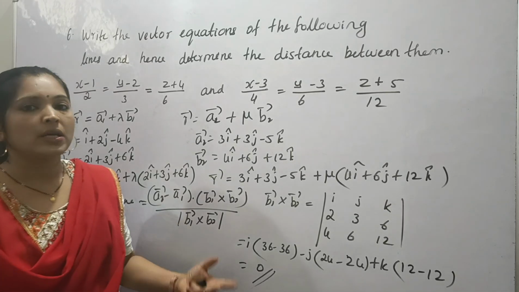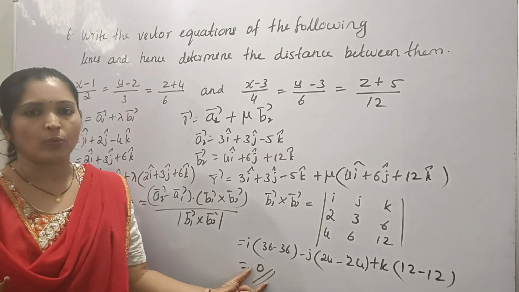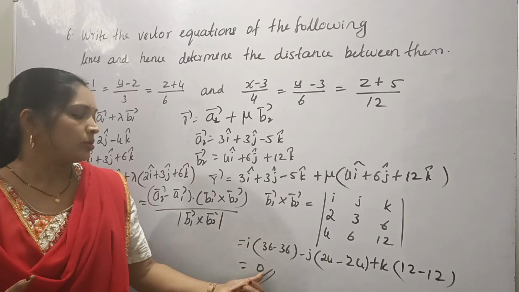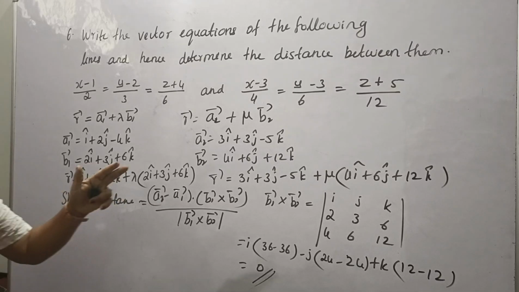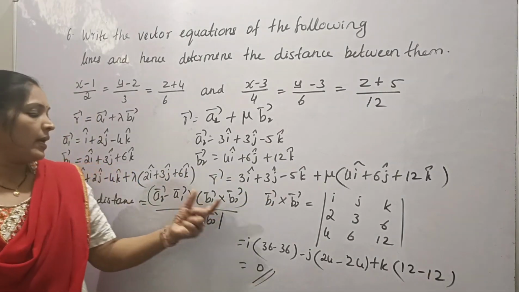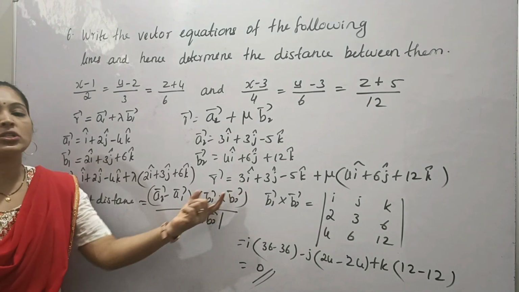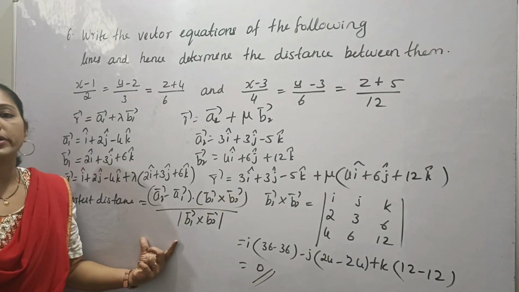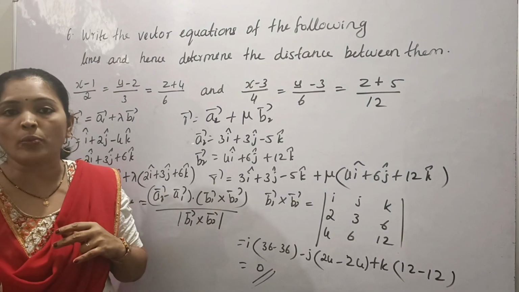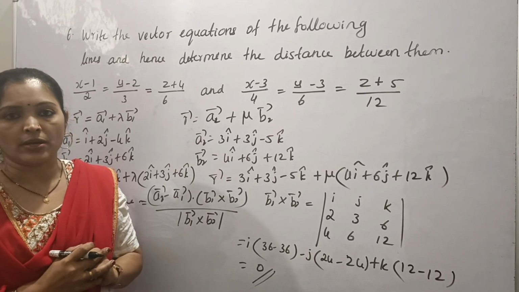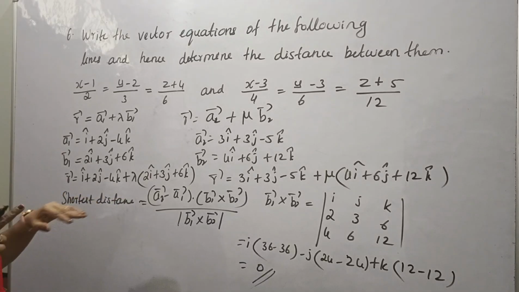So here we know that the cross product of two vectors is 0 when they are parallel. Therefore, shortest distance, after substituting vector b1 cross vector b2 equal to 0, we will get shortest distance is 0. Shortest distance between two lines being 0 means these lines are intersecting or these are the same line.